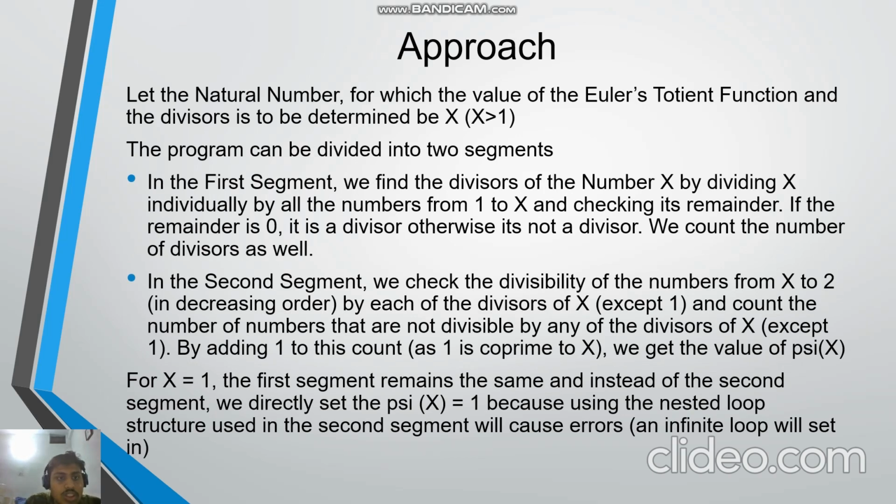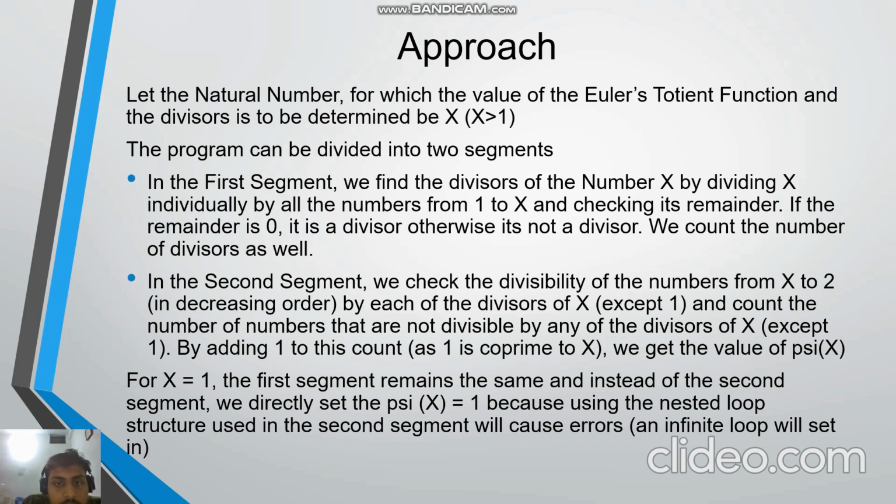So what is the approach in this program? Here I will discuss the approach in a short form, but with the help of the flowchart and examples, it would be much more clear. So in brief, the approach will summarize what has been done in the program. Let the natural number for which the value of the Euler's quotient function and the divisors are to be determined be x. Here x is taken to be greater than 1.